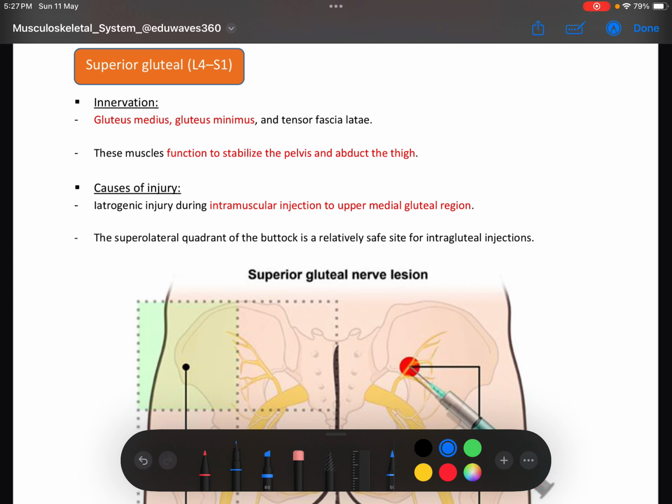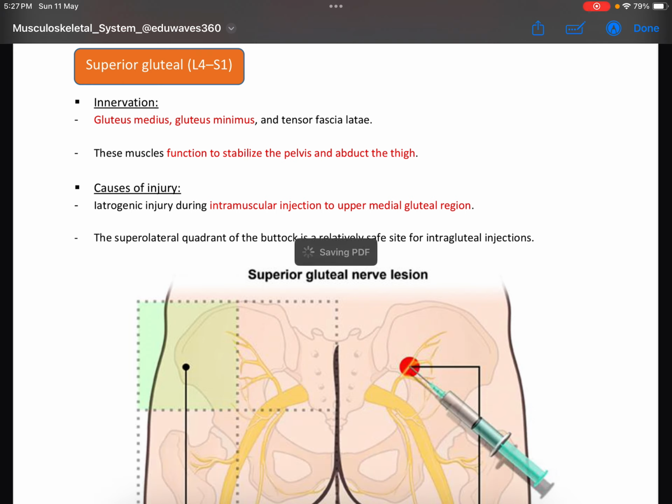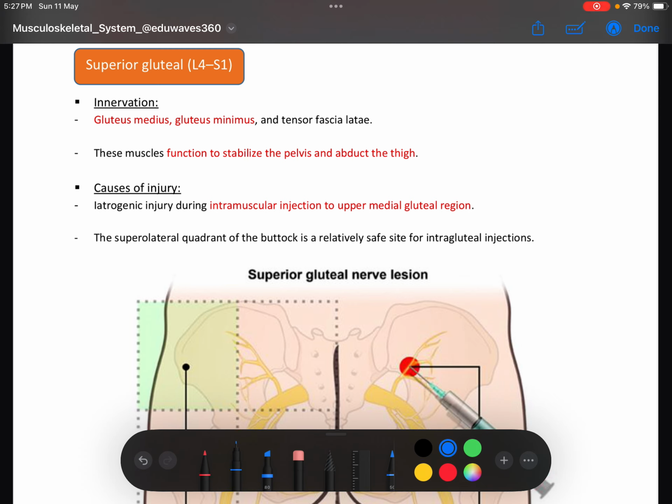The superior gluteal nerve is very easy to remember, because it is mostly its motor function we are going to focus on, that is gluteus medius and gluteus minimus, and sometimes you can also select gluteus minimus and tensor fascia lata. Those functions will be hip abduction and pelvis stabilization. So this is the main function of the superior gluteal nerve.